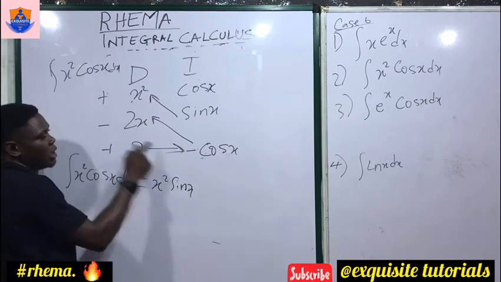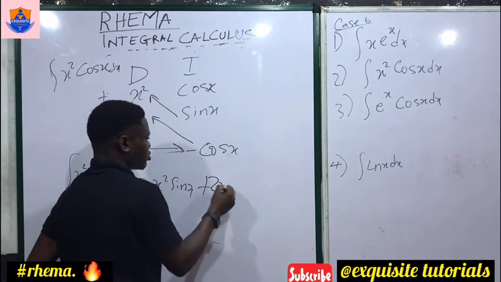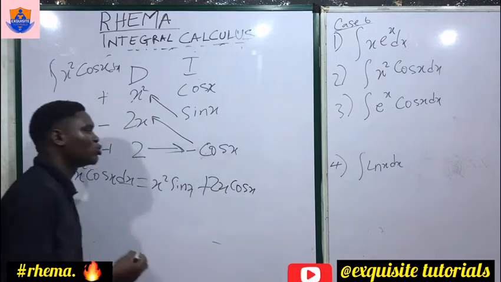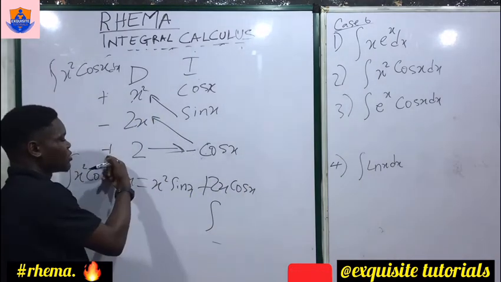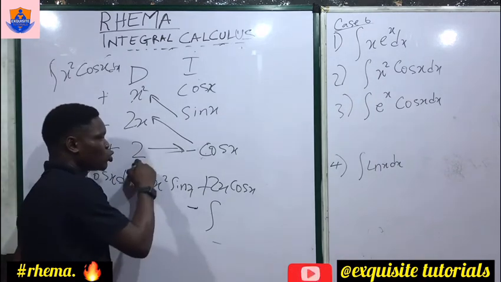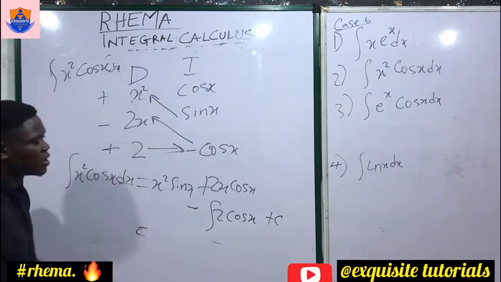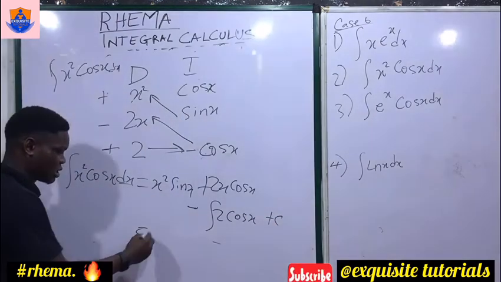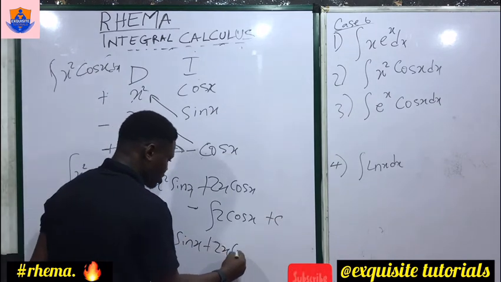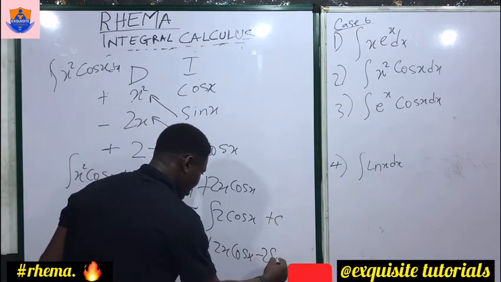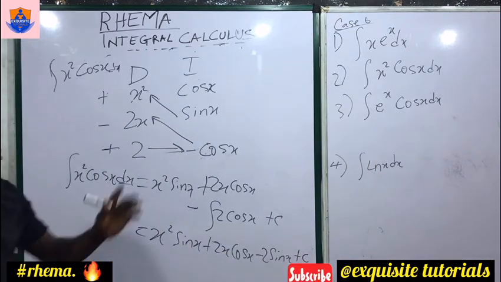But there's a minus sign here, this times this, minus times minus is plus. So we have plus 2x cos x. Then I told you the last part, you must always add integral. But there's minus times plus, which is minus 2 times this, 2 cos x plus c. Now when I integrate 2 cos x, I'll get 2 sin x. So we have x squared sin x plus 2x cos x minus 2 sin x plus c. So that will be the answer for question 2.